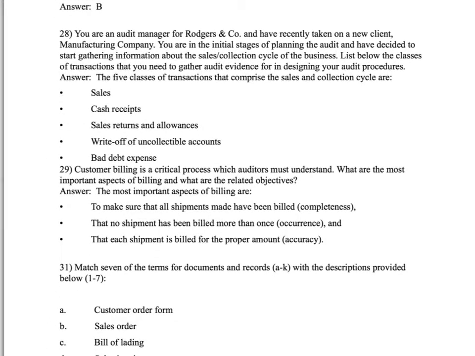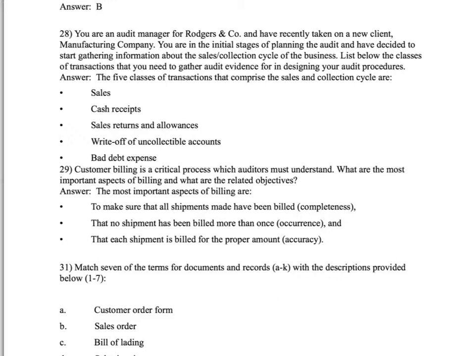Number 28, you're an audit manager for Rogers & Co. and have recently taken on a new client, a manufacturing company. You're in the initial stages of planning the audit and you've decided to start gathering information about the sales collection cycle of the business. List below the classes of transactions that you need to gather audit evidence for in designing your audit procedures.